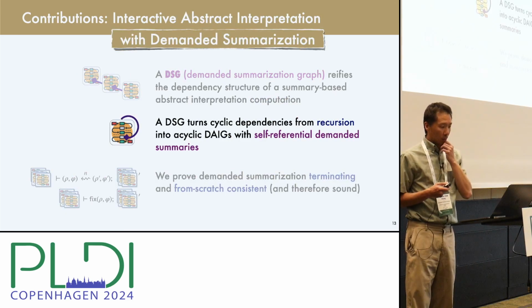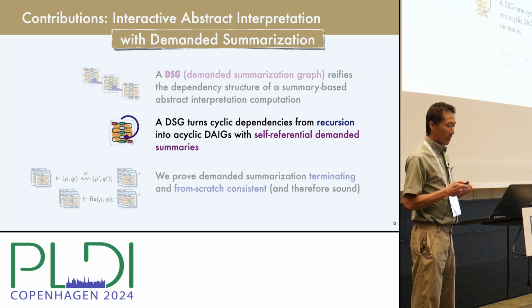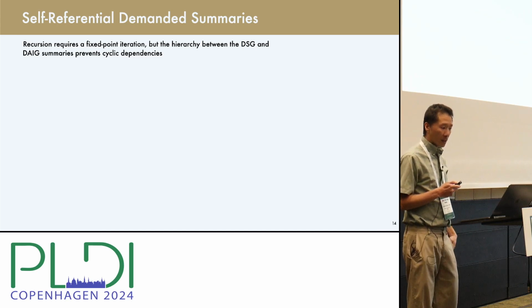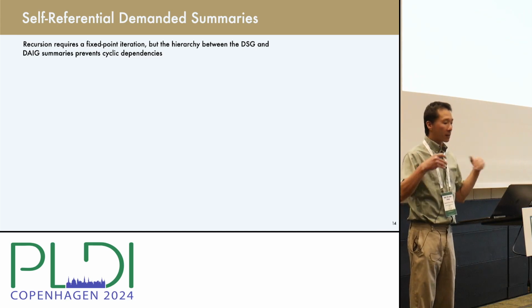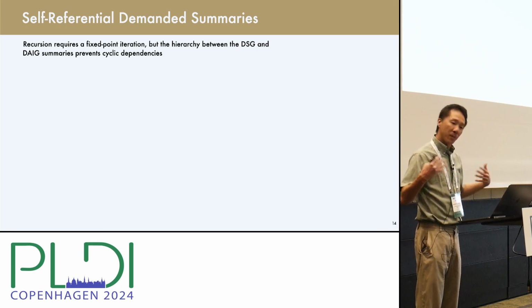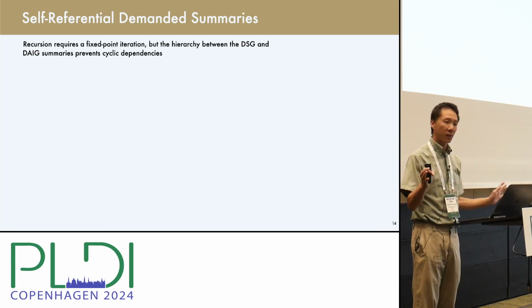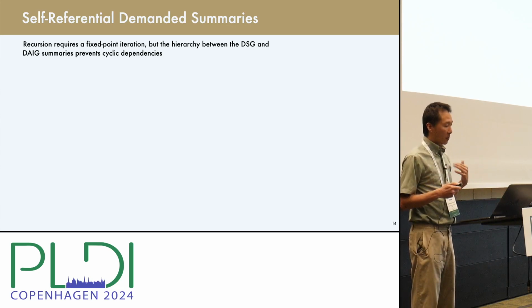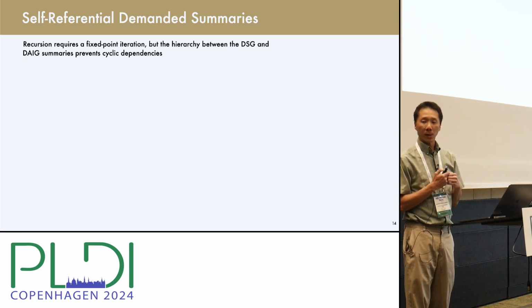Okay, so let me say a little bit about the complexities of recursion. With self-referential demanded summaries, yes, recursion means there's going to be a fixed point iteration. That should not be a surprise. But the hierarchy between the DSG and DAGs prevents this sort of dreaded cyclic dependencies.